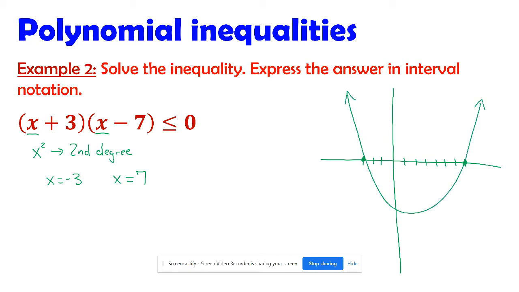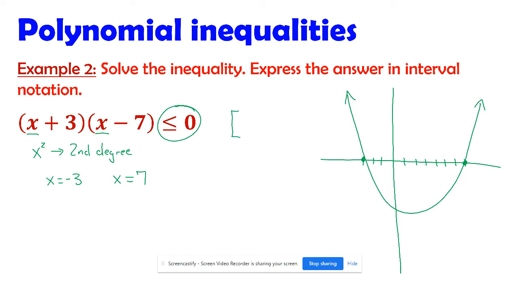Doesn't have to be pretty, you just have to get the idea of what it would look like. And so this time we're doing less than or equal to 0. So we want to know where this function is going to be equal to 0 or less than 0. So this time it's going to be this middle section, from when it hits at -3 over to where it hits at +7. So it's only going to be one interval.